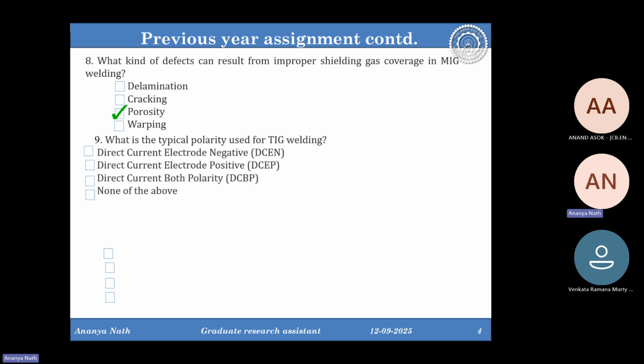What is the typical polarity used for TIG? For TIG, it is opposite to MIG. Direct current electrode negative. Electrode means the wire we have put, the electrode. I'm calling the wire an electrode again and again. So negative means that it is not going to be melted. So that is TIG welding.